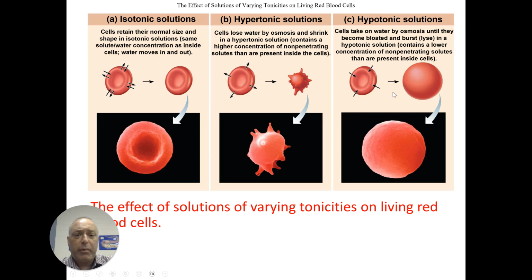So a good example would be like if you're giving somebody intravenous saline, and you mistakenly give them intravenous water without the salt, without the saline. This is going to lead to widespread bursting of red blood cells, because that's a hypotonic solution, and that can be deadly.